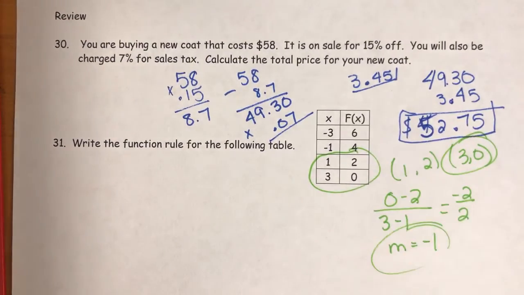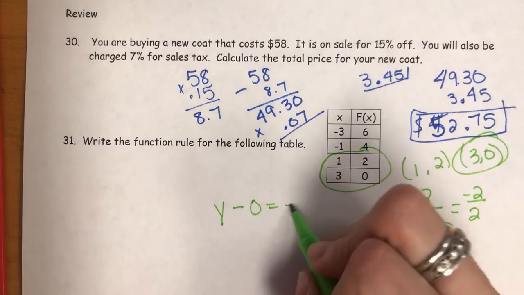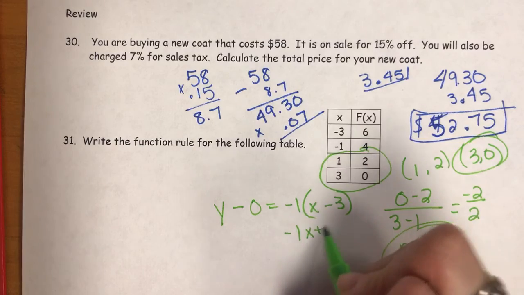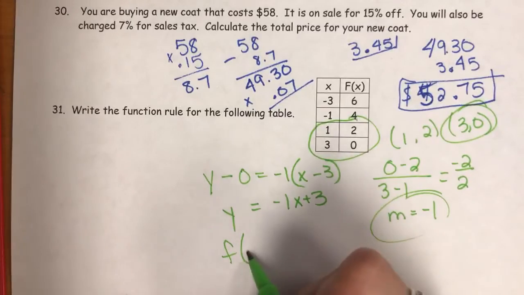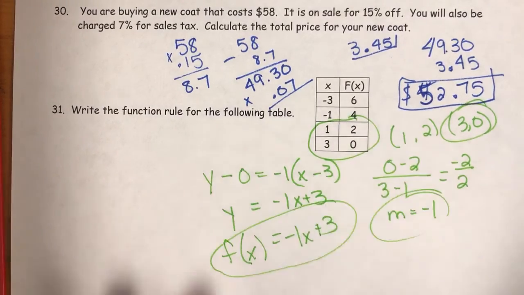I'm going to use that with the point 3, 0 and plug this into point slope form. So y minus 0 equals -1 times x minus 3. To distribute that, adding a 0 isn't going to matter. And then the last step is I need to change this into function notation. And there's my final answer.